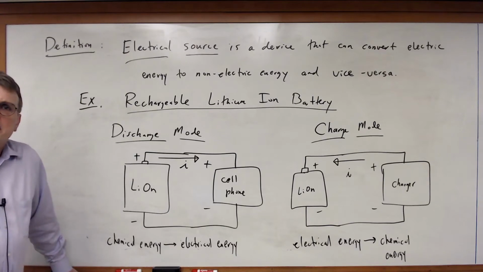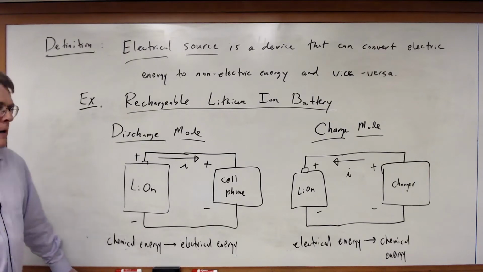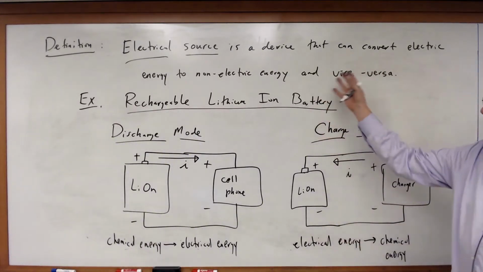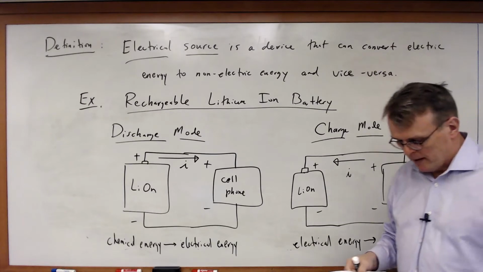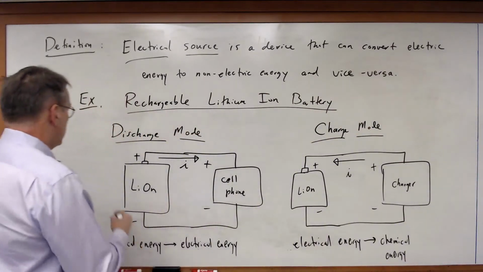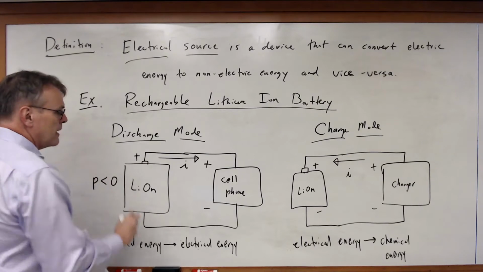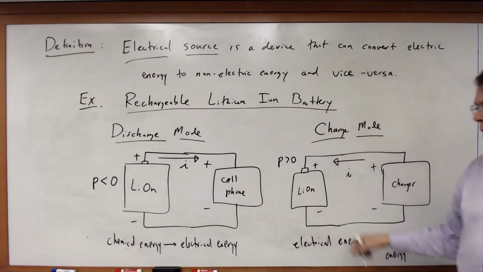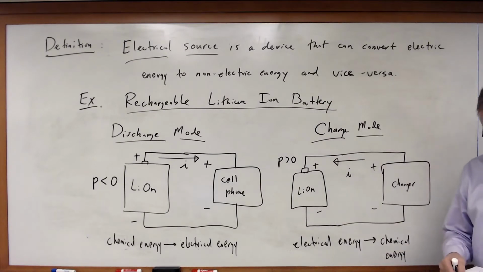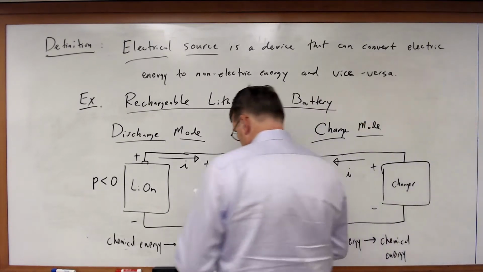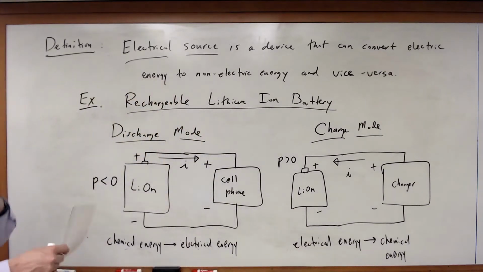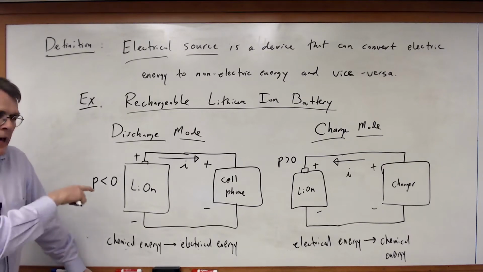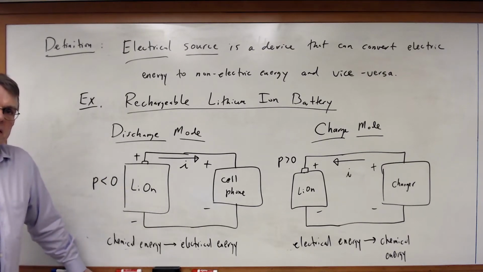So we see this process every day, the idea of a rechargeable battery. In this case, we have an electrical source for that battery. It can convert the energy both directions. In this case, the energy was negative. In this case, the energy was positive for the battery, according to the passive sign convention. Okay? So, looking at this, we see that an electrical source can have either positive or negative energy.